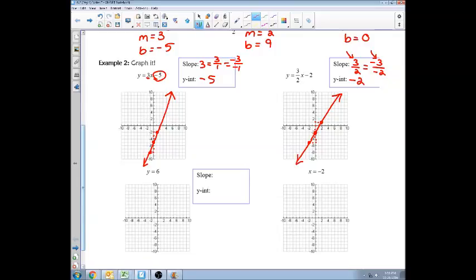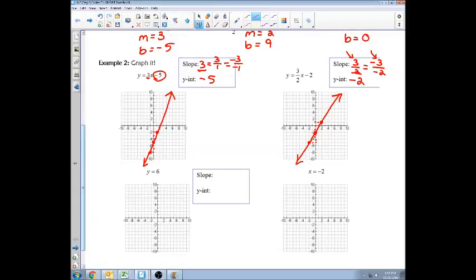Notice that our graph goes up as I go from left to right. In our last lesson we talked about this, that a positive slope, which my initial slope is, will always go from left to right in an upward fashion.